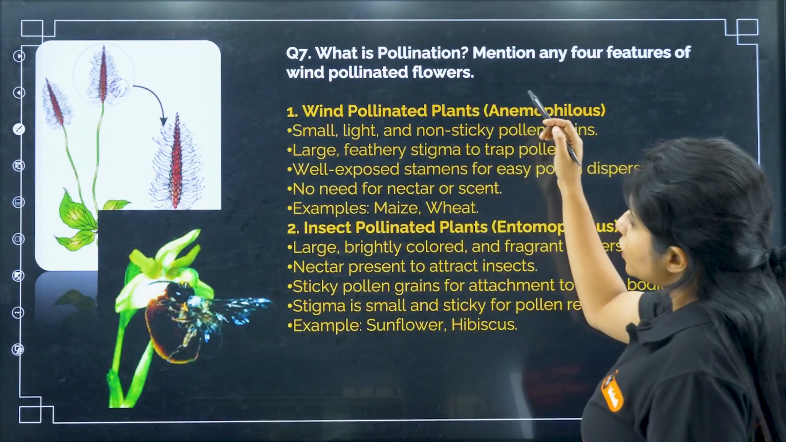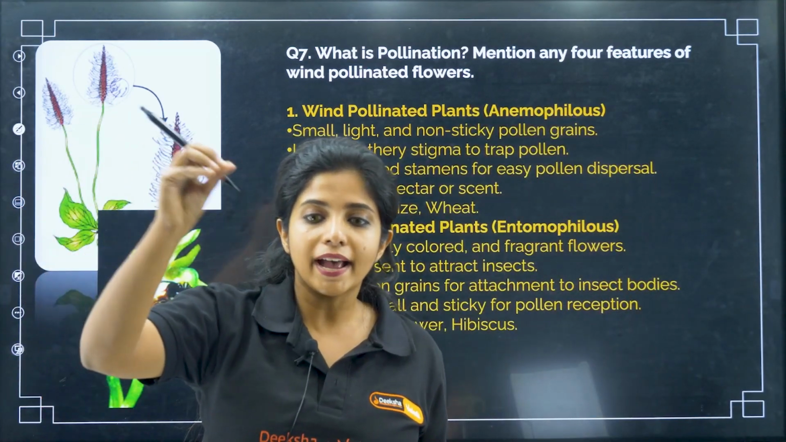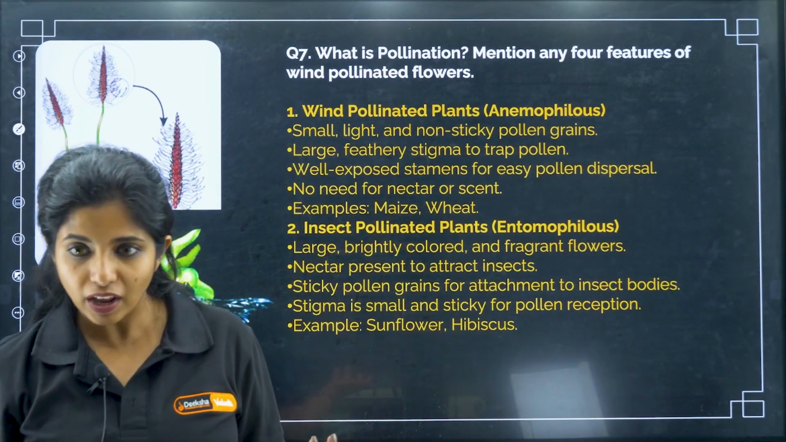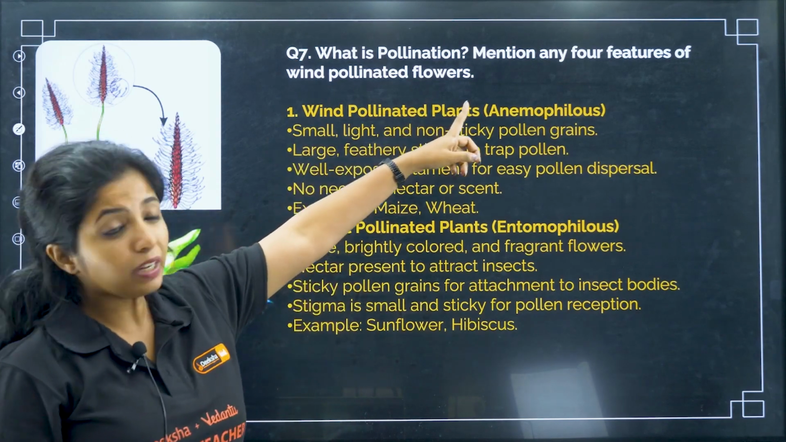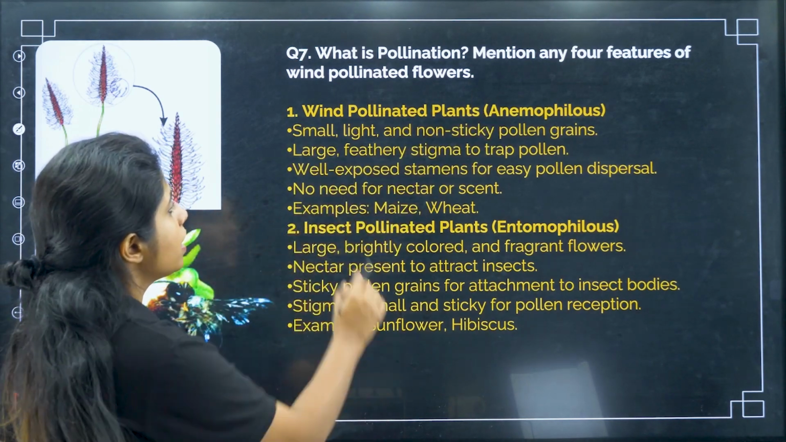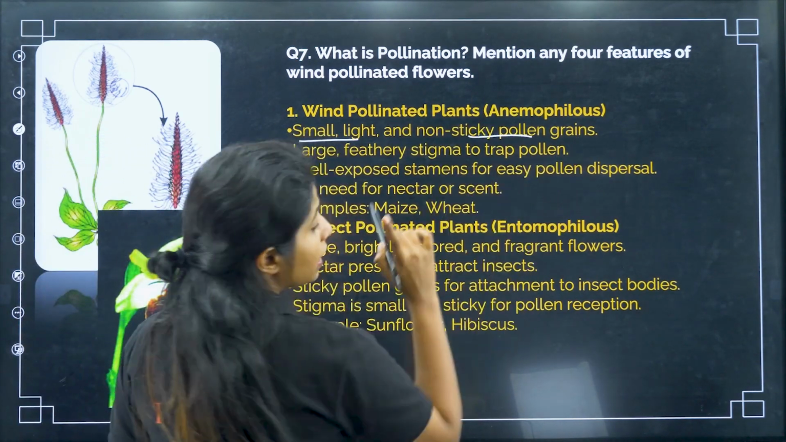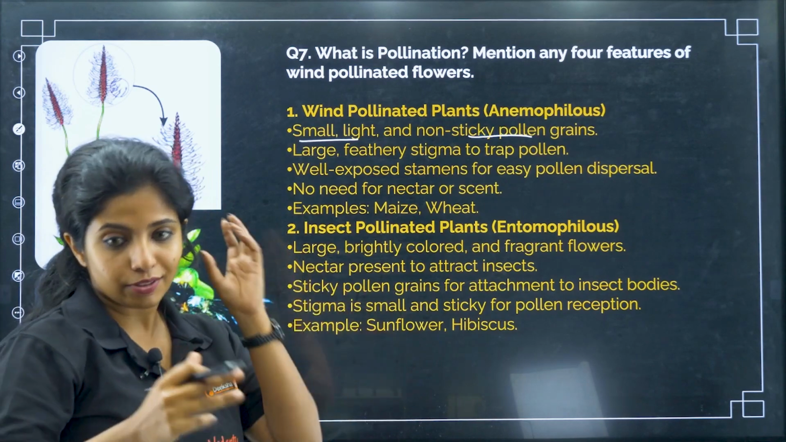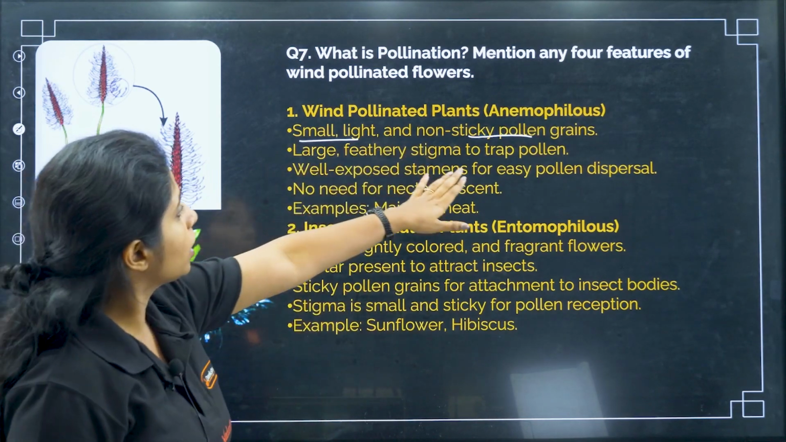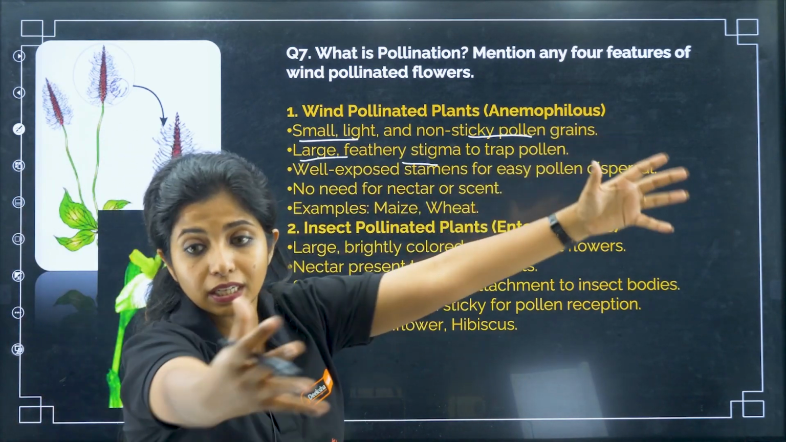Okay, now what is pollination? Pollination is basically landing of pollen from the anther on the stigma of the flower, right? Now, if you're talking about wind pollinated flowers, what are the features that you should be knowing? The pollen grains are small, light and non-sticky. If they are sticky, they will go stick somewhere, yeah.